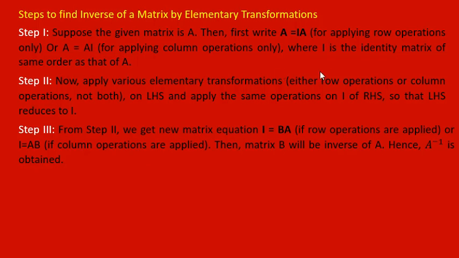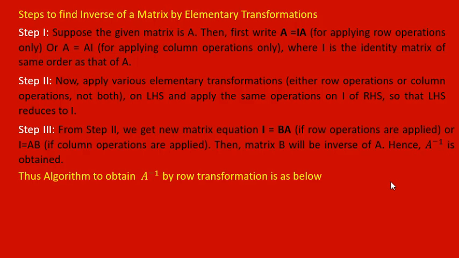So what happened after doing these transformations, I will get I in place of A, and my I will change to some other matrix B. So I will get I equal to B into A. This is when we are applying the row transformations. And if we are applying the column transformations, I will get I equal to A into B. Now this matrix B is the inverse of A by definition. Hence, A inverse is obtained, right?